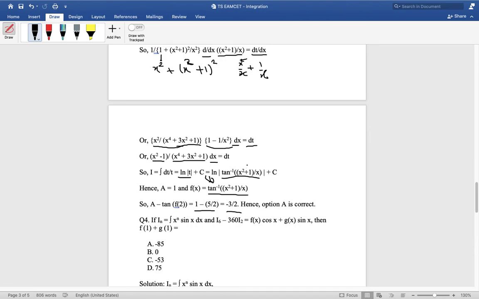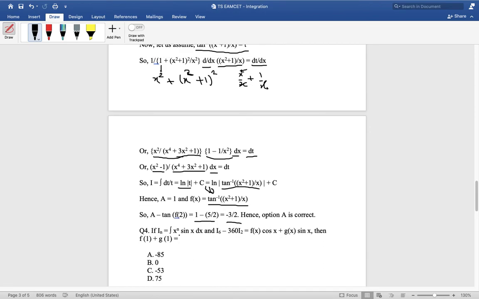Let us look at problem number 4. If I subscript n is equal to integral of x raised to the power n sin x dx, and this whole thing is given, then what is f1 plus g1? So to get to f1 plus g1, I need to know what is f(x) plus g(x). To know f(x) plus g(x), I need to find out I6 and I2. Then I need to subtract them. Then I will have to compute this whole thing. Then I will have to compare what is multiplied with f(x), what is multiplied with g(x). Then I will be guessing, oh, so this is f(x) and this is g(x). Then I will put the value of 1 in there, and then I will be able to find f1 plus g1.